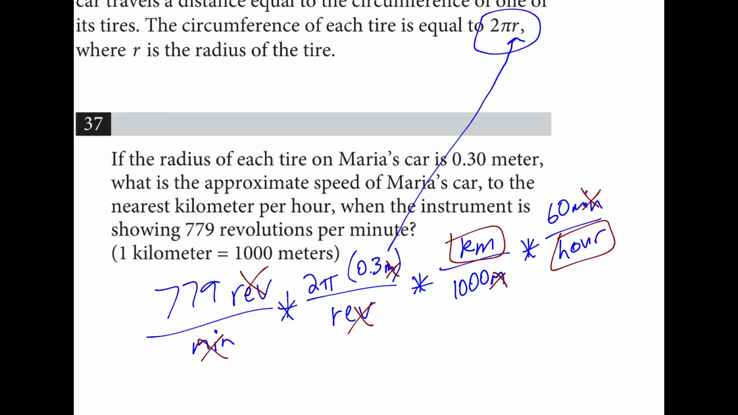If we multiply this out, we get 88.102, and we want to know to the nearest kilometer per hour, so the answer is 88.